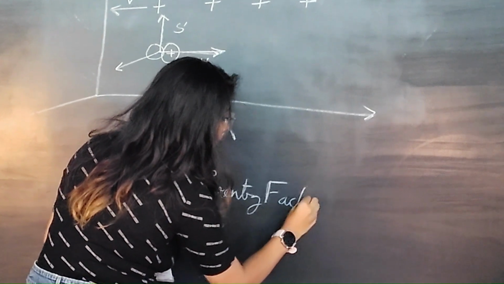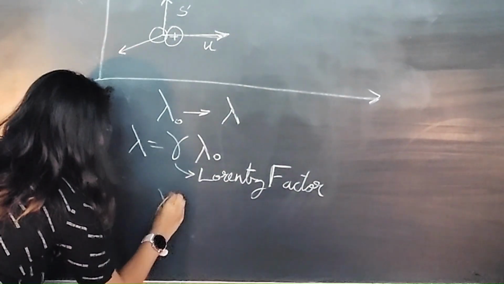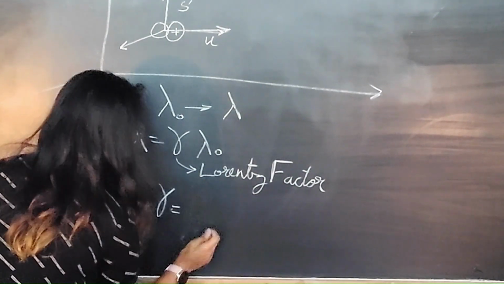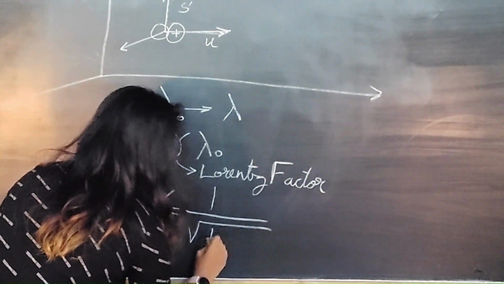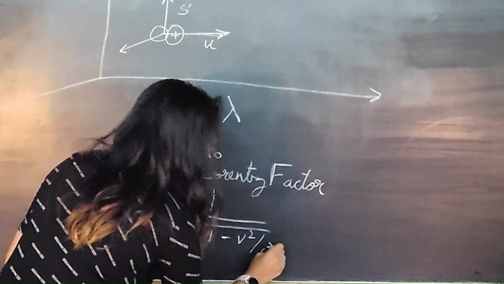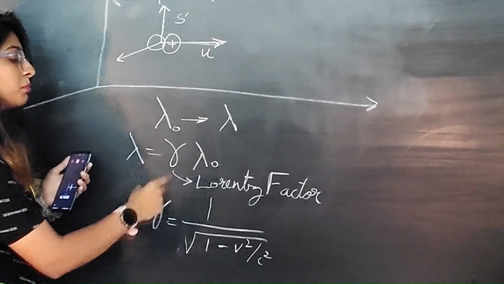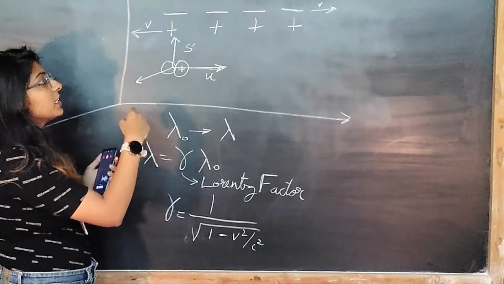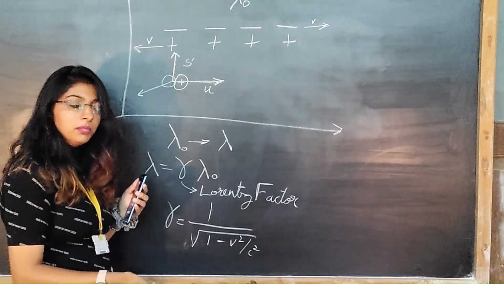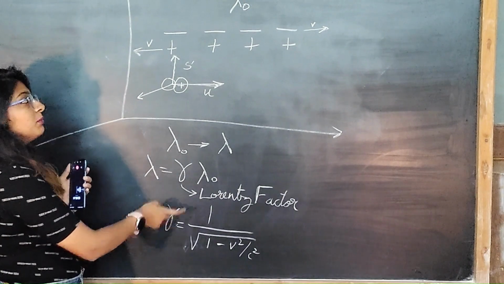This Lorentz factor is given by... Now, since the velocity of the positive line charge and the negative line charge is the same, the gamma factor is the same for both.